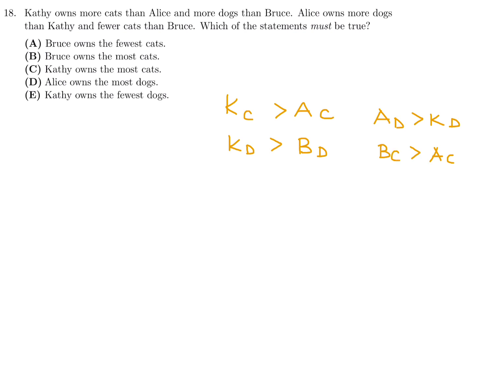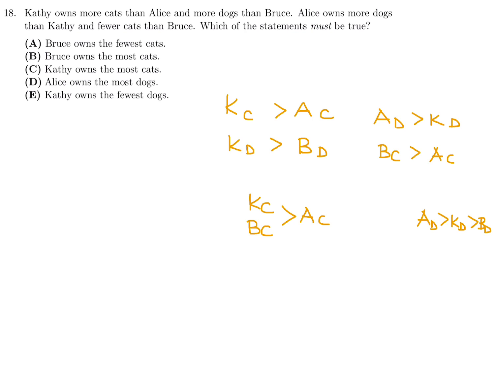Okay, now let's combine these. For the cats, it would be, let's see here, AC is less than KC, but AC is also less than BC, so there's no continuum there. But the dogs, I think there is. AD is greater than KD is greater than BD. Okay, that's good.